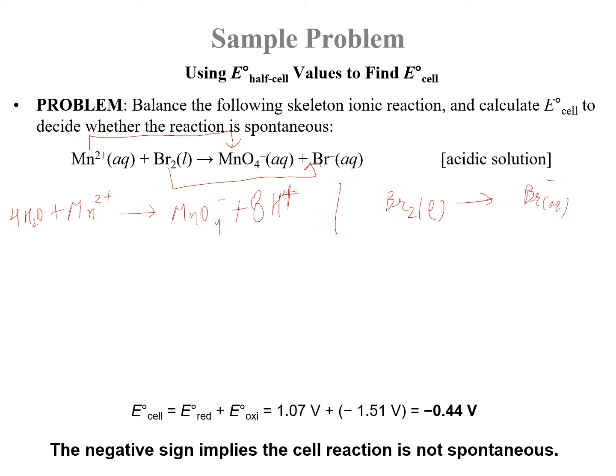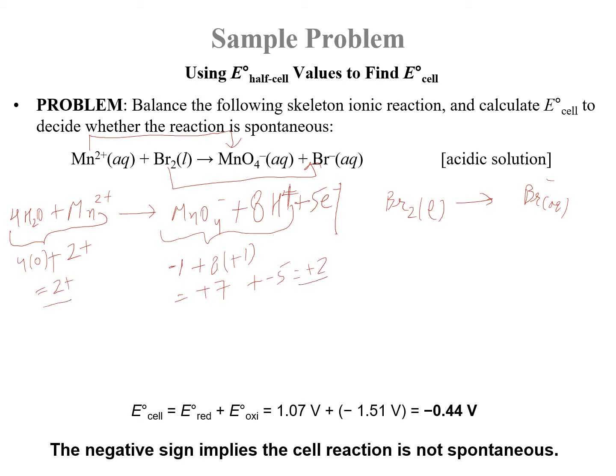Next I balance charge. What's the charge here? I have 0 for water, so 4 times 0, plus 1 manganese, so 2 plus, which gives me a total charge of plus 2. Next I have this. I have 1 times negative 1 plus 8 times positive 1, which gives me a total of positive 7. So to balance it out, I have to add electrons. Which side? I add electrons here to reduce the positive charge, which means I add 5 electrons, making the total charge plus 2, which means my charge is balanced on both sides.